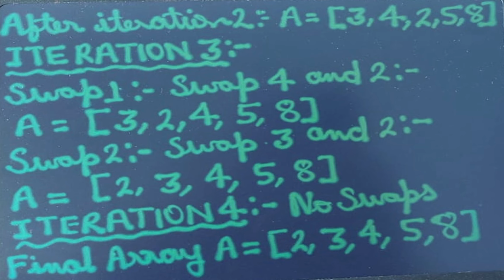Now iteration number 4. In bubble sort algorithm, the loop confirms that no further swaps are needed, as array should be already sorted. So our array is already sorted. That is, our array is in non-decreasing order. All the elements in the array are in non-decreasing order. That is A equal to 2, 3, 4, 5, 8. So our final array is sorted.